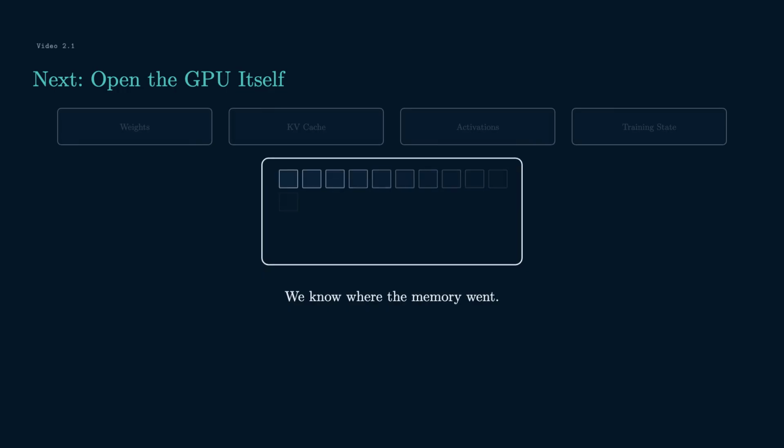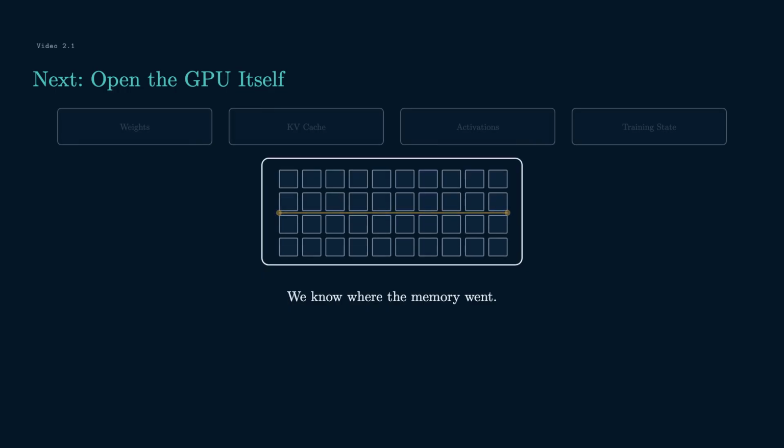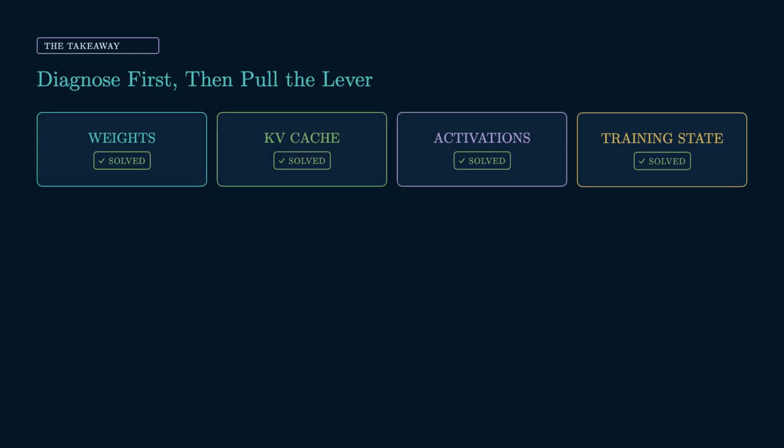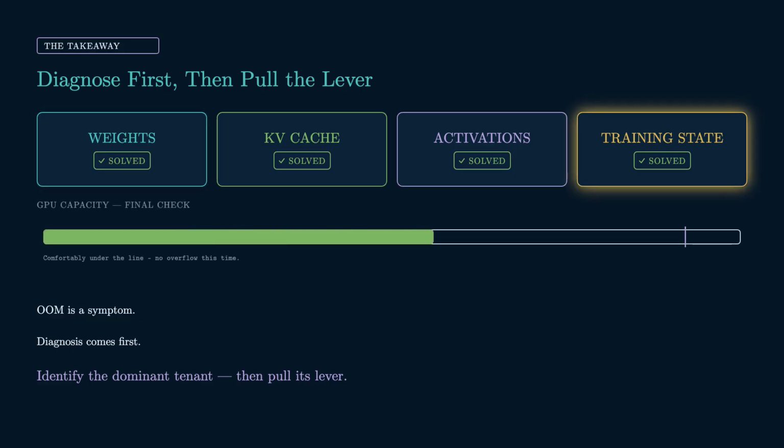We know where the memory went, every gigabyte of it accounted for. Next we open up the GPU itself and ask why this particular machine is so good at the math that language models need, and why its memory is so precious in the first place. So, out of memory is a symptom, not a diagnosis. Figure out which tenant is dominant, then pull the tenant's lever, because the fix that saved case 1 would have done nothing for case 4.